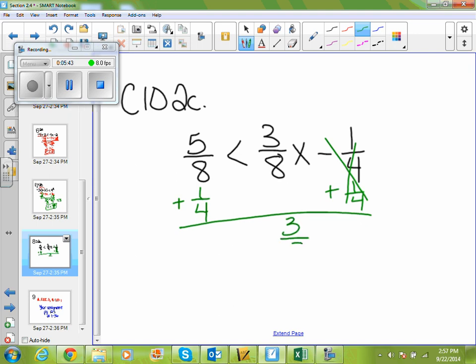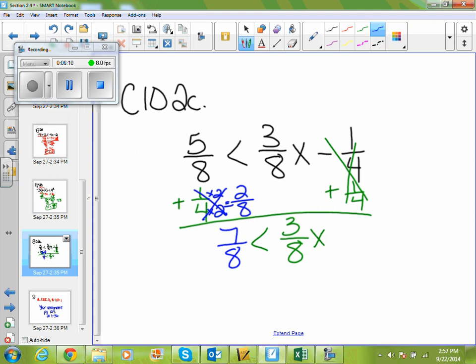Bring down 3/8 x. In order to add fractions, what has to be the same? The denominators. Our denominators are not the same, so I need to make that an 8. So I'm going to multiply everything by 2. So this becomes 2 over 8. So we're actually adding 2 over 8. So 5 plus 2 is 7. So 7/8.